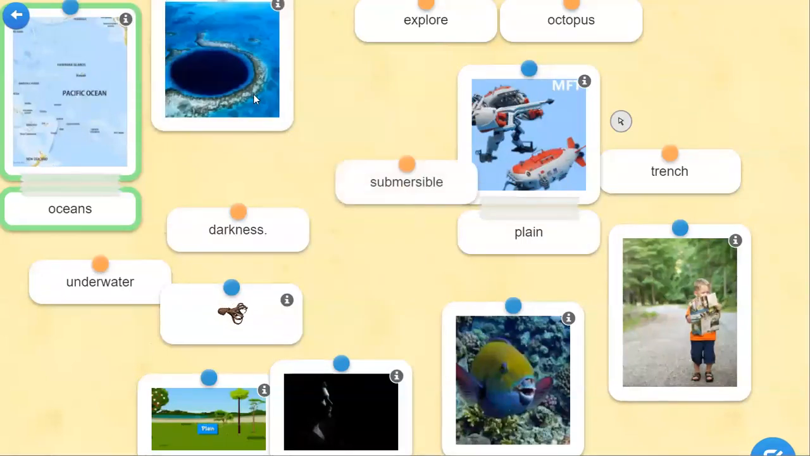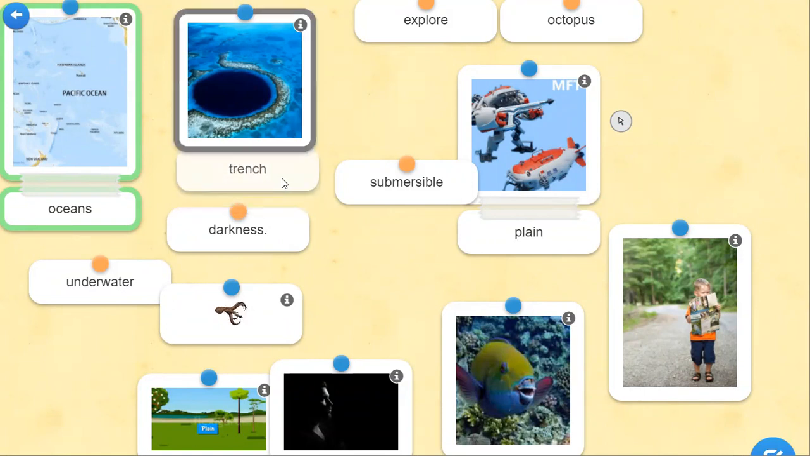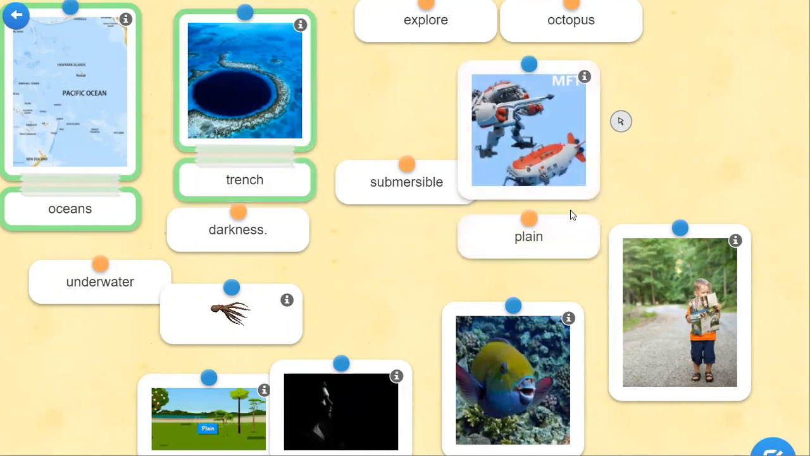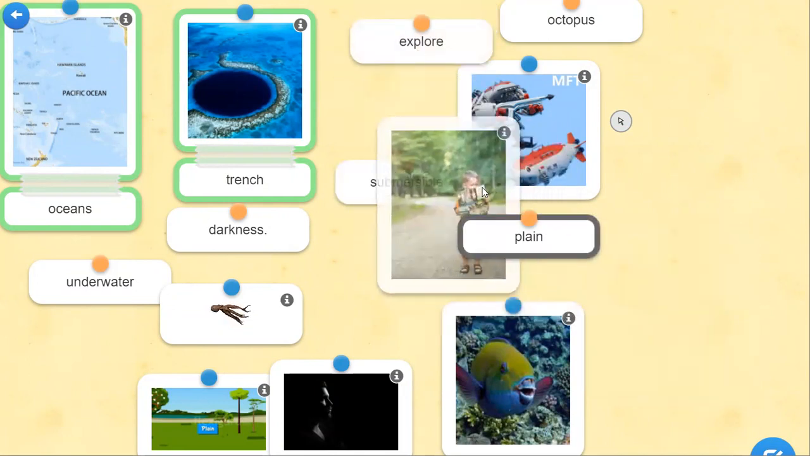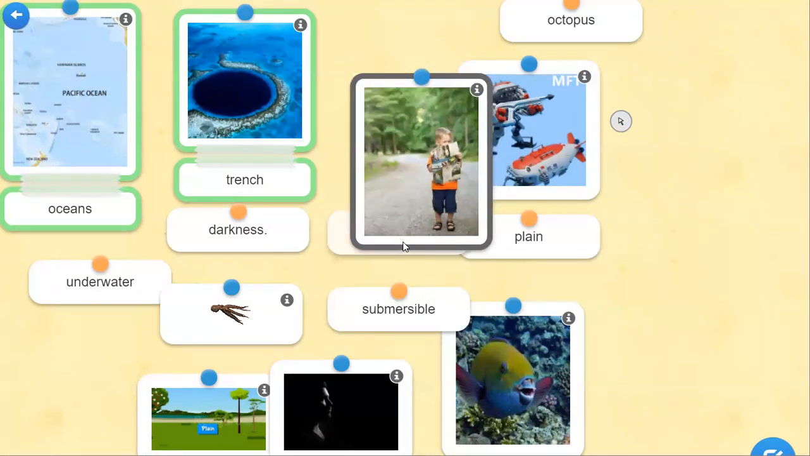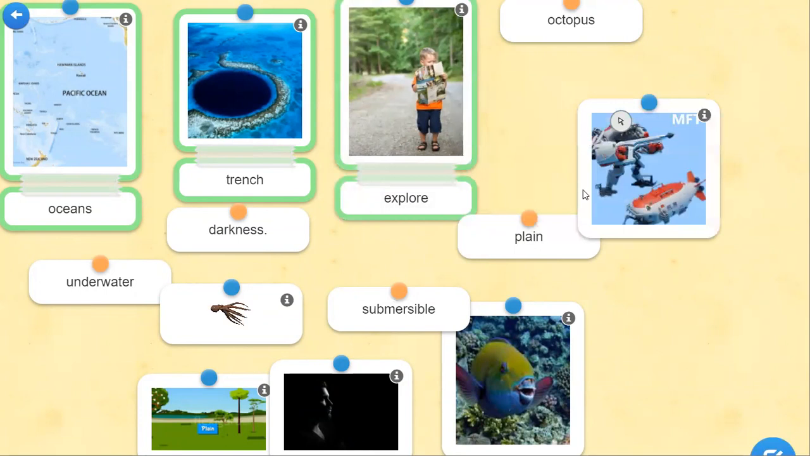When we read, we found some words. Listen here. Trench. This is a trench. What is a trench? A trench is a hole, a big hole or a deep hole down in the sea. Now, explore means to discover, find. To find new places or new ways. This is explore, as you see here.